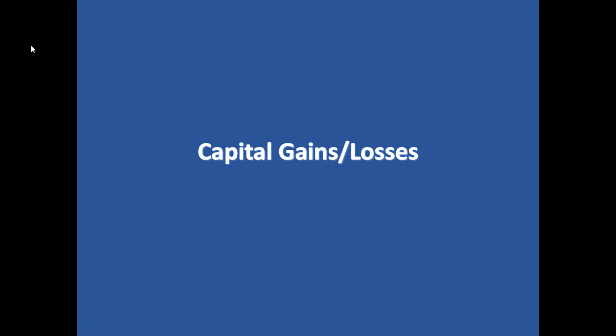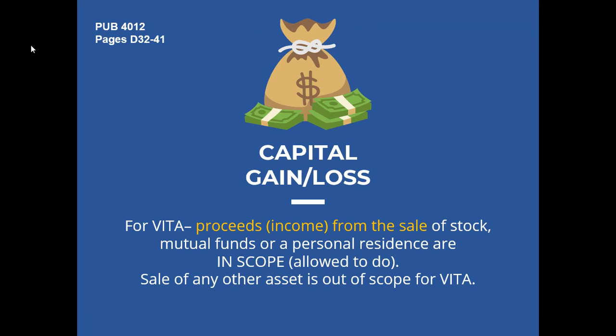Capital gains and losses. And remember, pause this at any time. For VITA, proceeds or income from the sales of stocks, mutual funds, or a personal residence are in scope, which means we're allowed to do it. Any other asset is out of scope for VITA. So if they sold rental property or they had land that they sold, that's an asset that's out of scope for us.